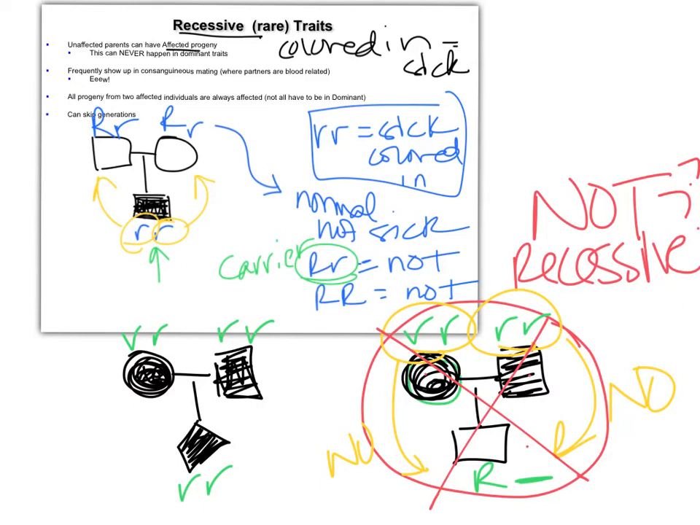Right? So that is exactly what we're going to be looking for in pedigrees: telltale signs, things that tell us for sure which way it has to be, or which way it can't be. If it can't be recessive, it has to be dominant. If it can't be dominant, it has to be recessive. Okay, let's move on.